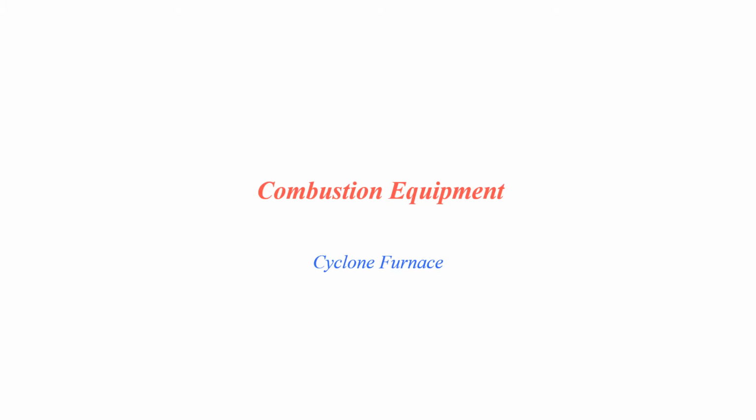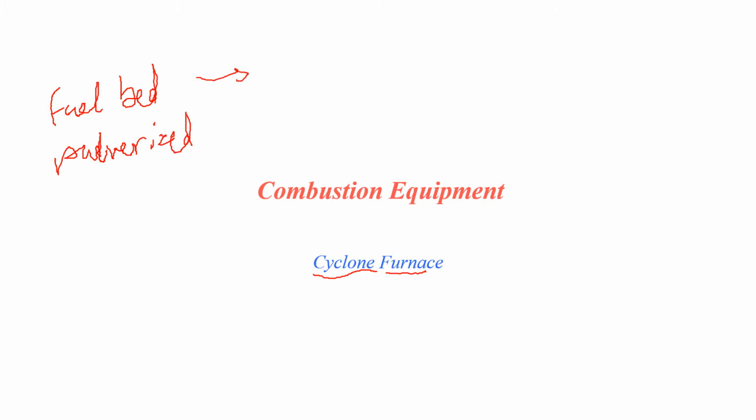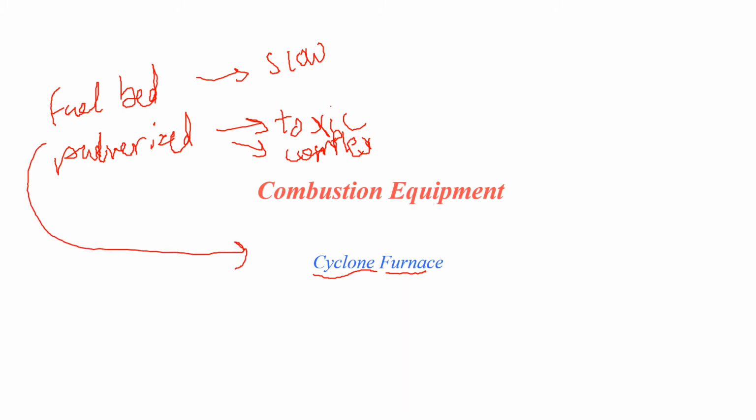So now we go to the third type, which is called a cyclone furnace. Right now we have talked about fuel bed. We have talked about pulverized coal furnaces. The disadvantage of this is it is too slow, and the disadvantage of this is it is too toxic, and it involves a lot of complicated machinery, complex. So we go to cyclone furnace, which is sort of the middle ground of both of these.